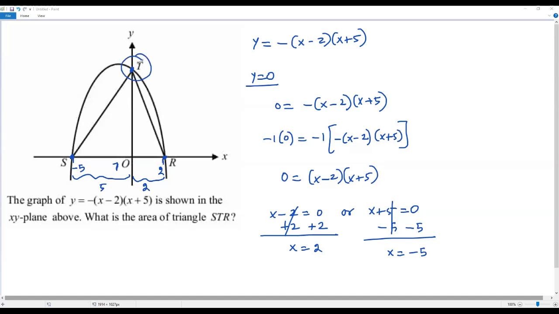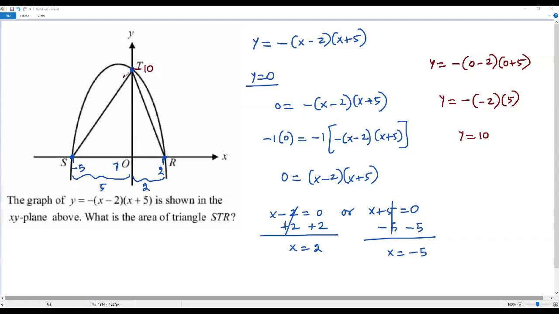Now to get the y-coordinate at the point T, let's plug in x equals 0 into the equation of the parabola we have over here. Then I'm getting y equals negative of (0 minus 2)(0 plus 5). Then y equals negative of, 0 minus 2 is negative 2, and 0 plus 5 is just 5. Then negative times negative is positive, 2 times 5 is 10. Now I got the y-coordinate at the point T, that is 10. So the value we have on the y-axis over here is 10.